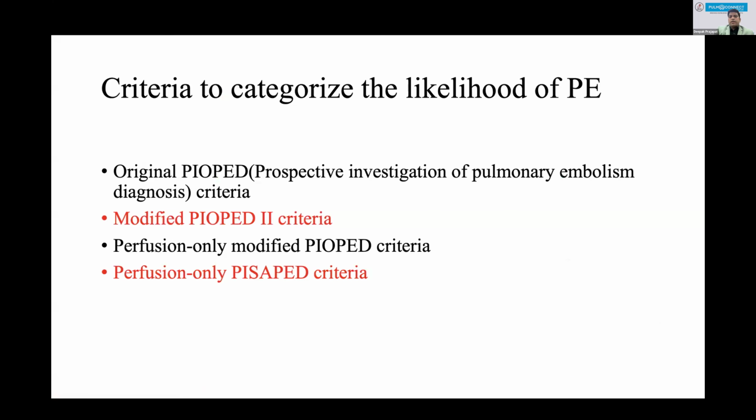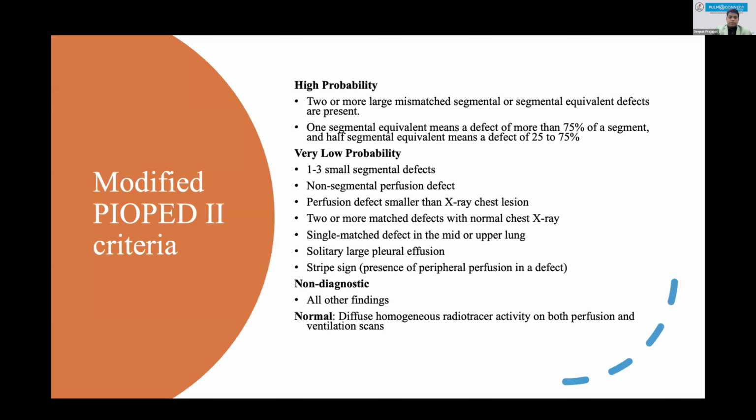So the criteria to categorize the likelihood of pulmonary embolism with the help of ventilation perfusion scan, there are a lot of criteria given, like original PIOPED, modified PIOPED 2 criteria, perfusion only modified PIOPED criteria, and the perfusion only PISAPED criteria. But we will concentrate on 2 criteria which are more popular and which we are using nowadays: the modified PIOPED 2 criteria and the perfusion only PISAPED criteria. So what is the modified PIOPED 2 criteria?